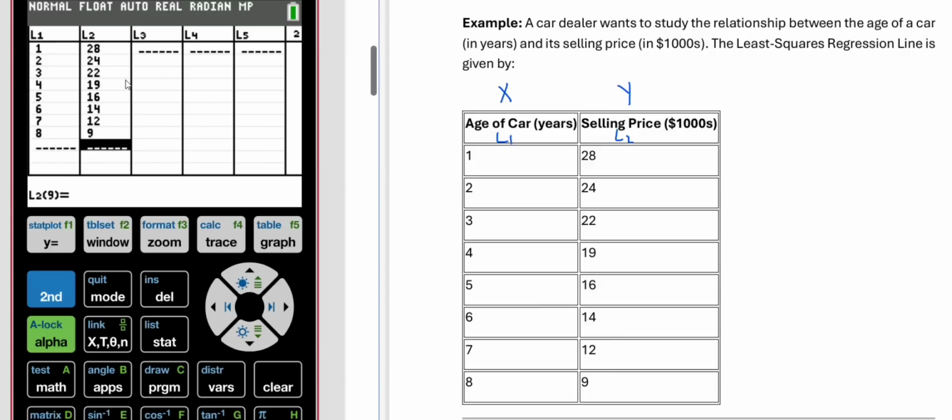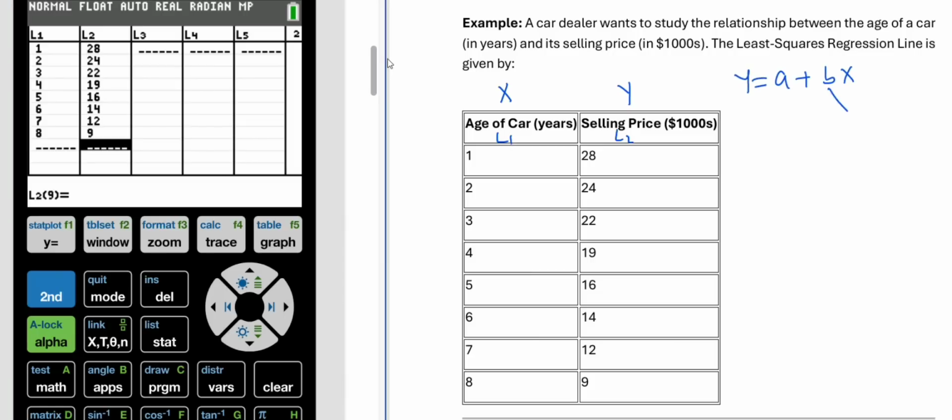Then the next thing to do is to get a regression line. Don't forget that a regression line is of the form y equals a plus bx. The b is the slope. The a is our intercept, or otherwise you can call it the constant. The x is the input, so the x will be used for the prediction, and the y is going to be the output, which is the same thing as our response.